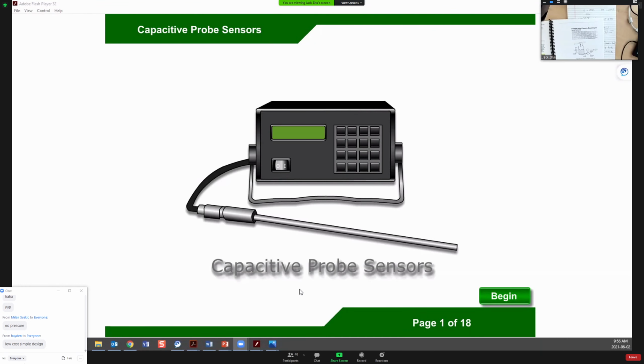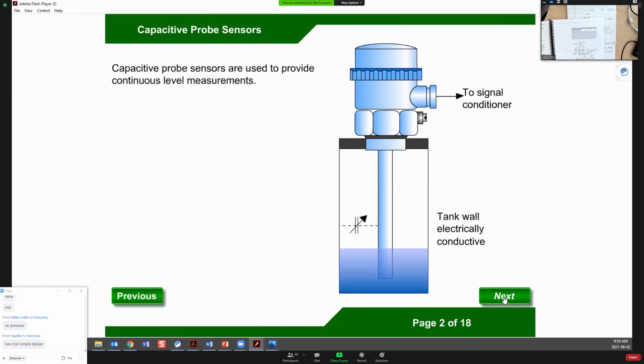This one we're talking about the capacitive probe sensor. They are used to provide a continuous level measurement. But the tank wall of those capacitive probes has to be electrically conductive, so they're going to use it as one of the plates. They are based on capacitance.